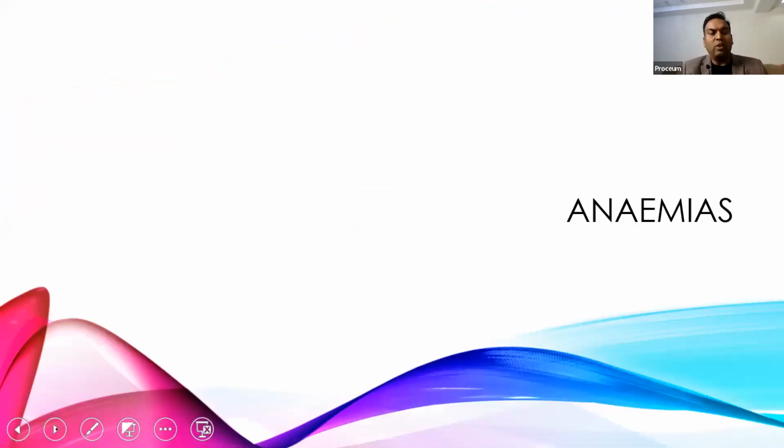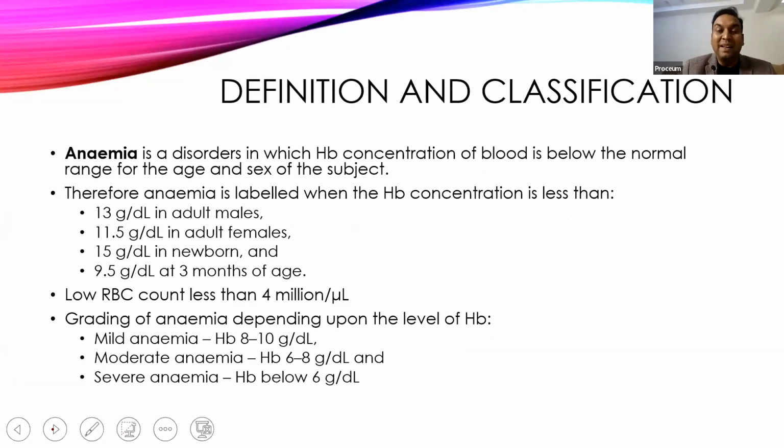Okay, so that's all about jaundice. Now I will talk shortly about the anemias. We can define anemia as a decreased oxygen carrying capacity of the individual or blood, either because of decreased RBC count or because of decreased hemoglobin content. Okay, this is how we can define anemia.